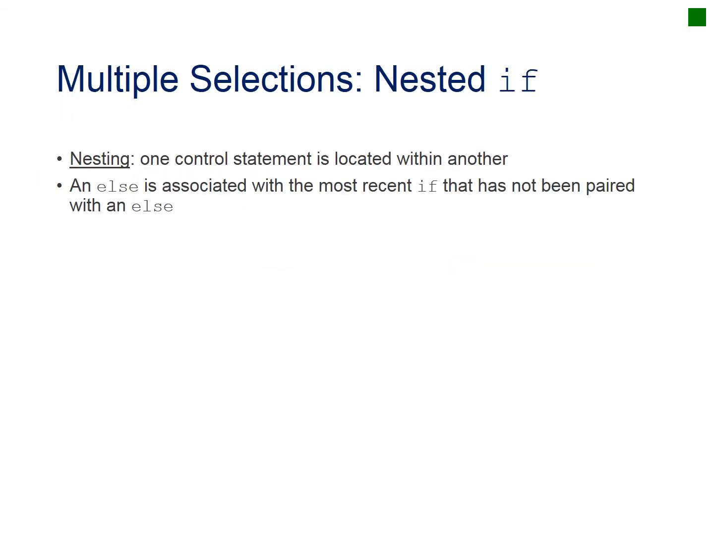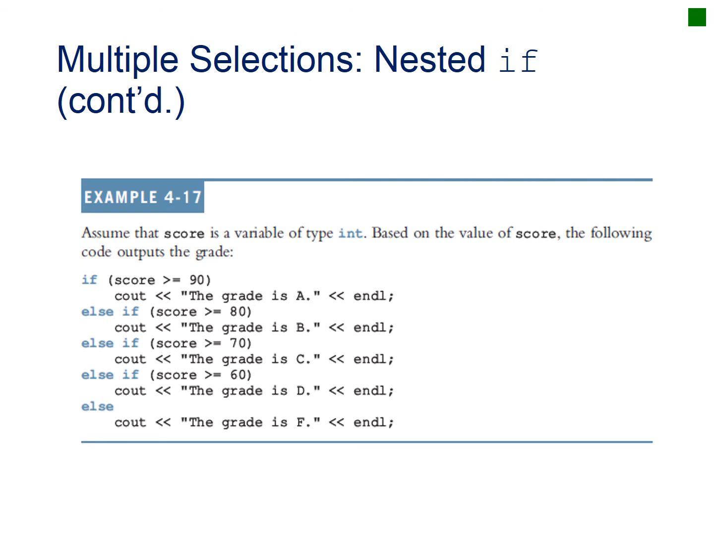Multiple selections, the nested if. Nesting is one control statement that is located within another and gives our programs greater functionality. It is important to note that an else is associated with the most recent if that has not been paired with an else. Examples of nested if statements.